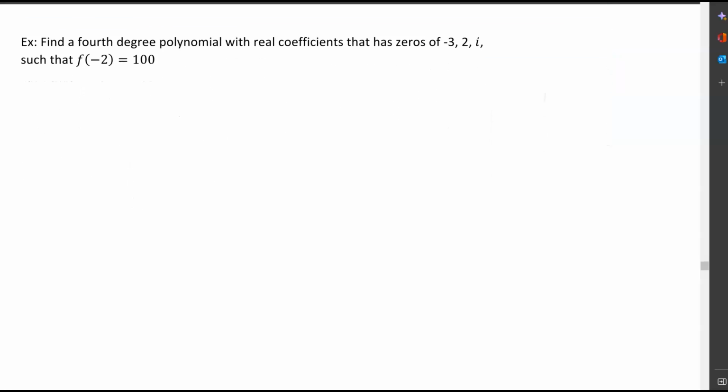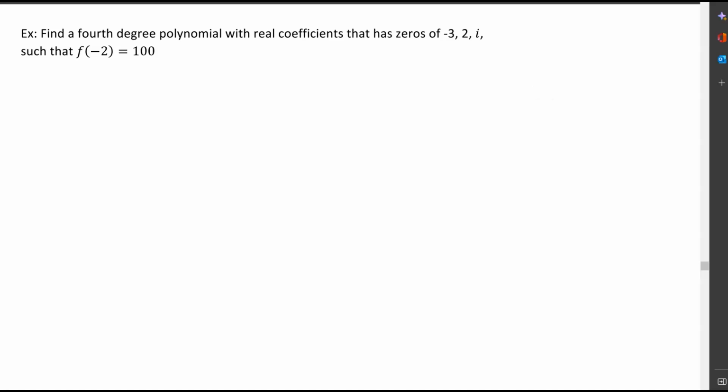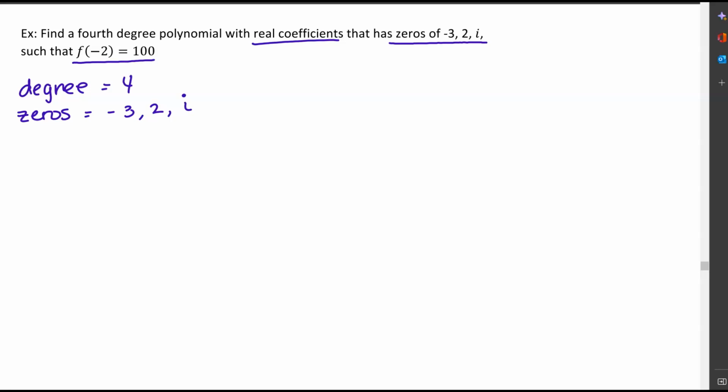So let's take a look at this example. Find the fourth degree polynomial with real coefficients that has zeros of -3, 2, and i, such that f of -2 is equal to 100. So we know that this is going to be, let's write down what we know. So degree 4, it's going to have real coefficients. Our zeros are going to be -3, 2, and i. And we also know that we have the point -2, 100.